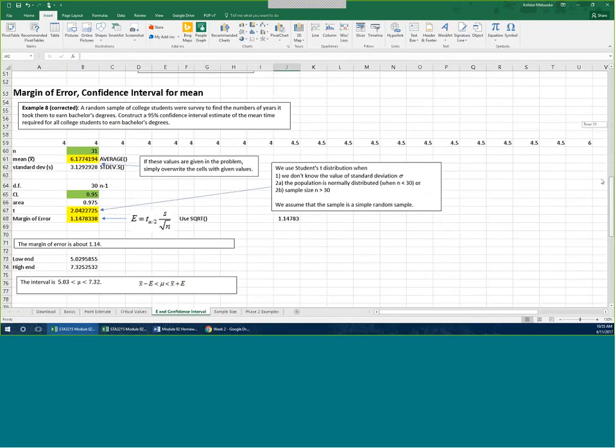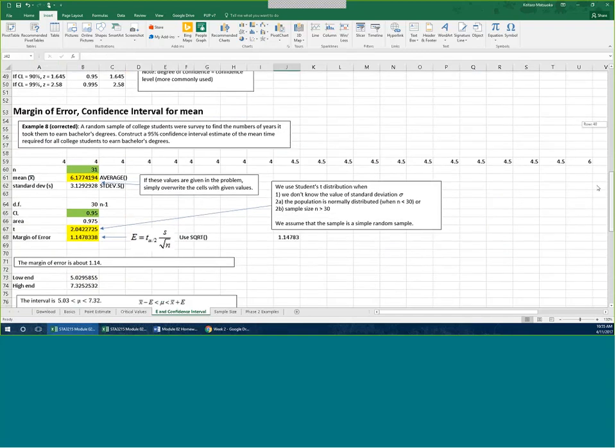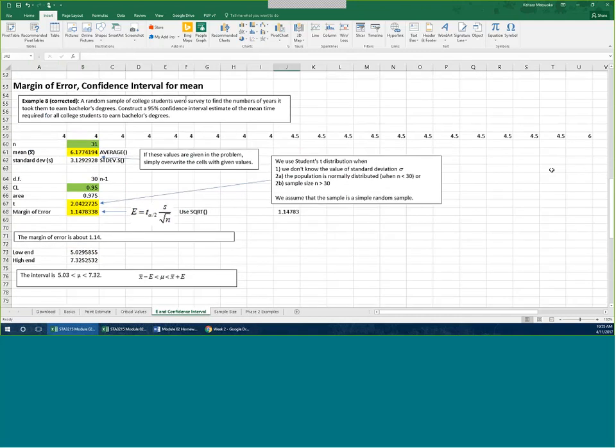Okay. So that's how you do the proportion. Pretty easy. So let's do the same for margin of error and confidence interval for the mean. Okay, the same problem from before, but I'm going to figure out the 95% confidence interval for the mean time to get a bachelor's degree. All right, so this was the information given to me.